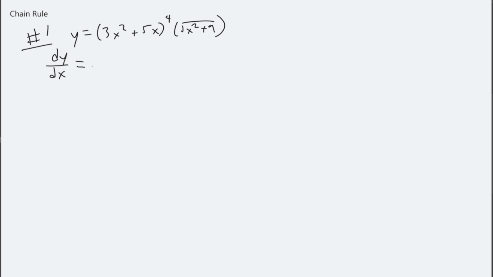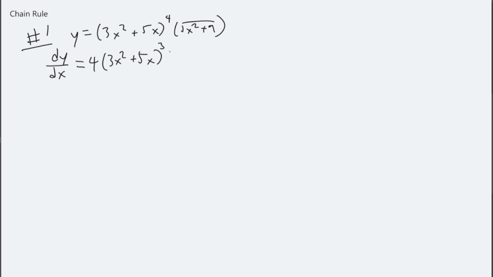If we take the derivative, recall our chain rule, we're going to take the derivative of the outer function first, which means we're going to take this function, bring the 4 down. I'm going to rewrite the entire inner function as is. We're going to change the 4 to a 3.